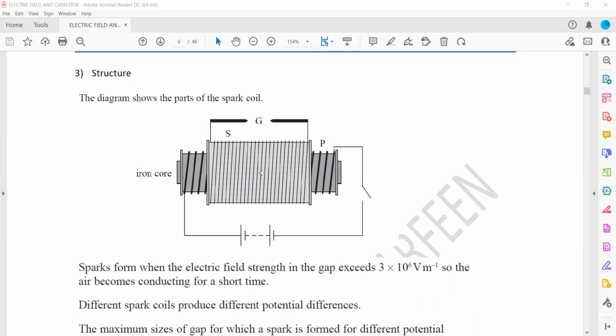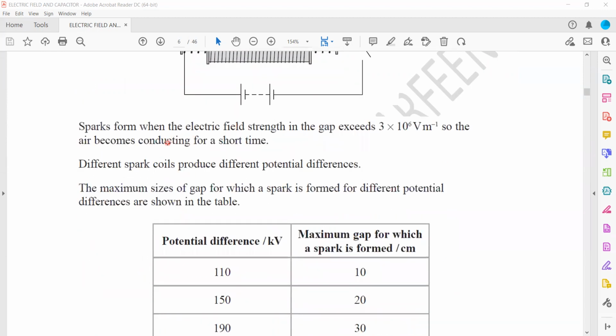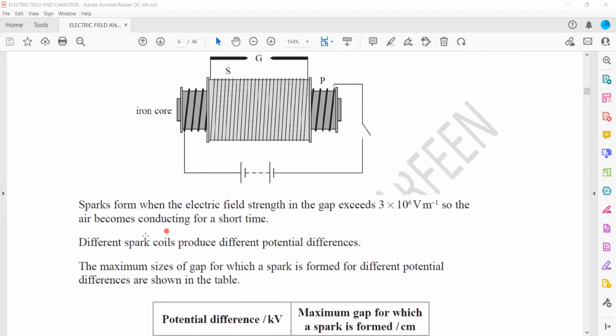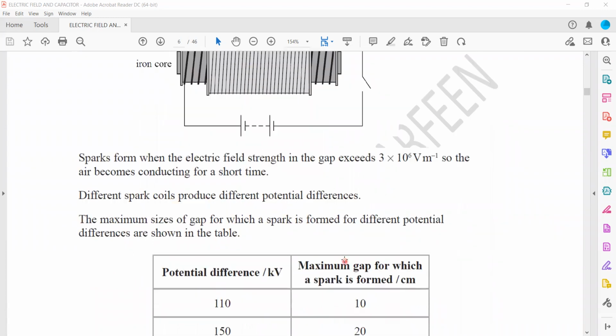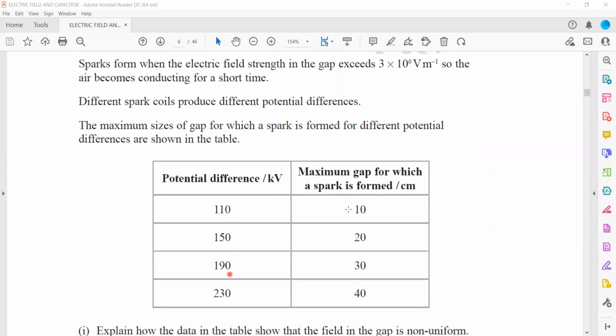The diagram shows a part of a spark coil. The working principle is electromagnetic induction, a change in magnetic field. There is an alternating current which magnetizes the iron core, and due to the change in magnetic field, an EMF is induced in the secondary coil. The spark forms when the electric field strength in the gap exceeds 3 × 10^6, so that air becomes conducting for a short time. Different spark coils produce different potentials. As you can see, the maximum gap is there at different potentials.